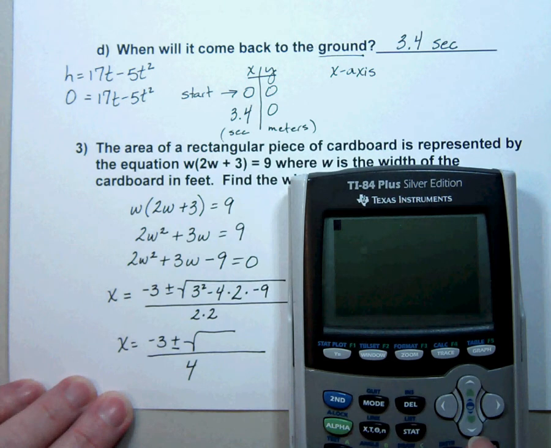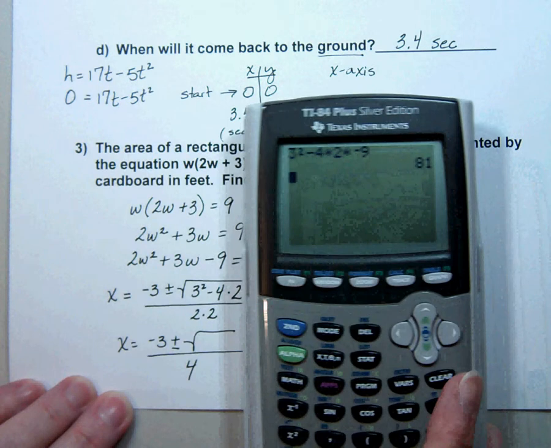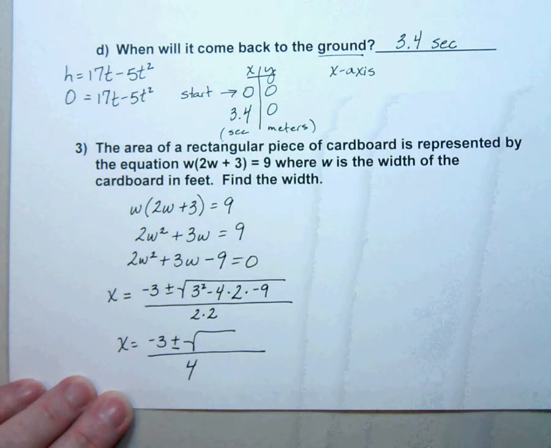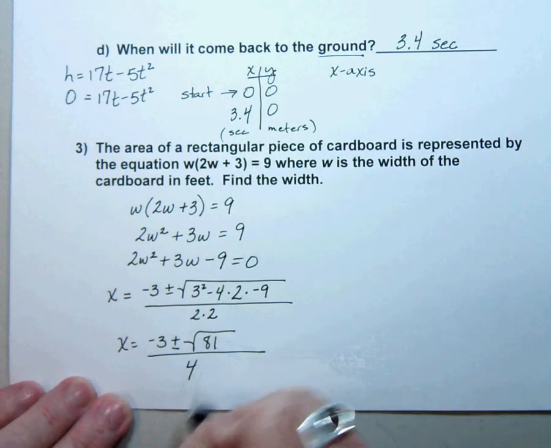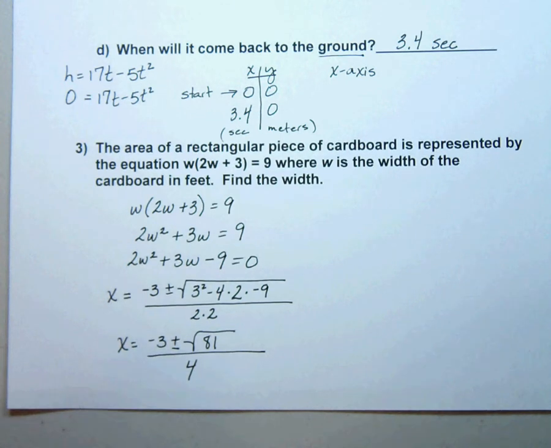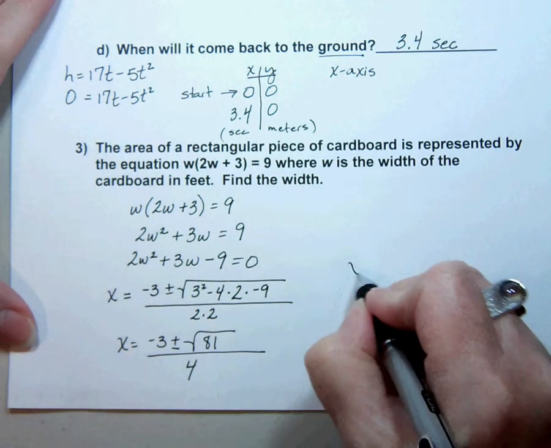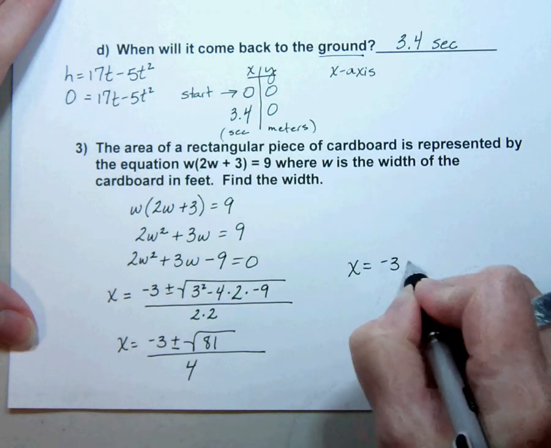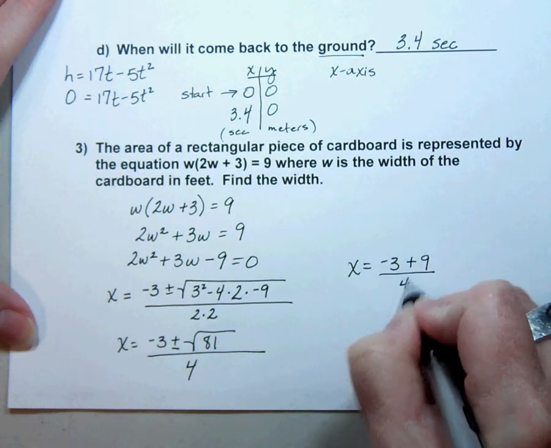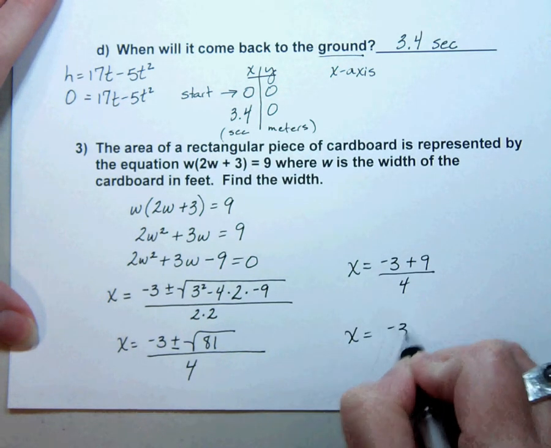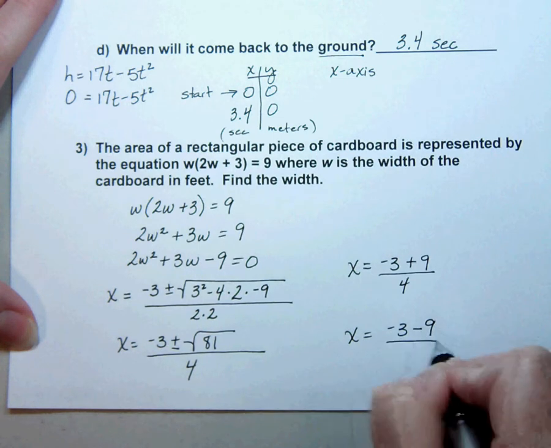Alright, 3 squared minus 4 times 2 times negative 9. Okay, that's 81. So 81 is a perfect square. The square root of 81 is 9. So when you work this one, you're going to do negative 3 plus 9 divided by 4 and negative 3 minus 9 divided by 4.